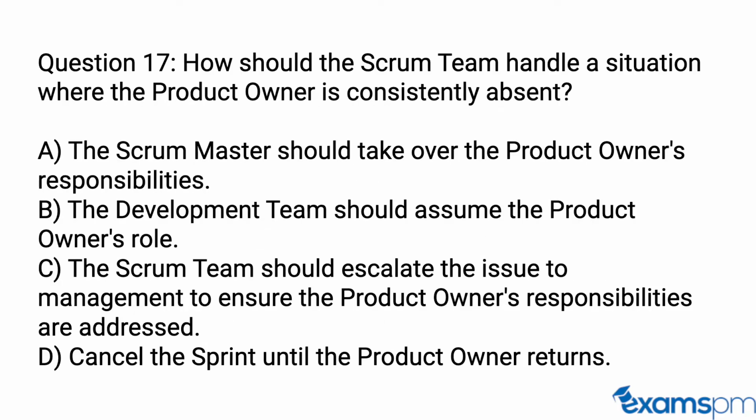Question 17. How should the Scrum team handle a situation where the product owner is consistently absent? A. The Scrum Master should take over the product owner's responsibilities. B. The development team should assume the product owner's role. C. The Scrum team should escalate the issue to management to ensure the product owner's responsibilities are addressed. D. Cancel the sprint until the product owner returns.